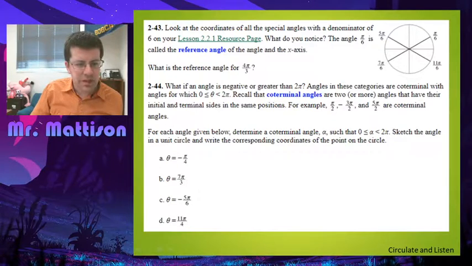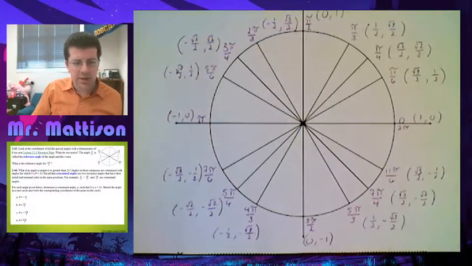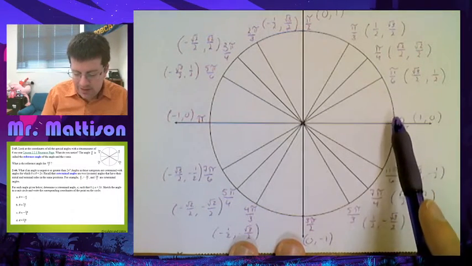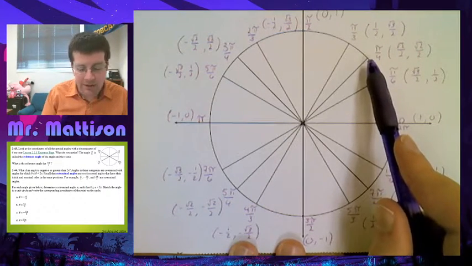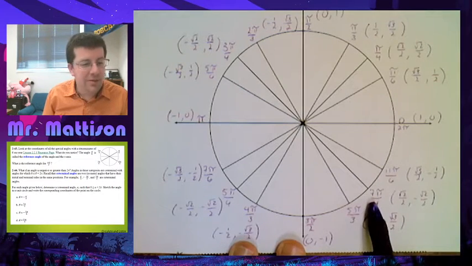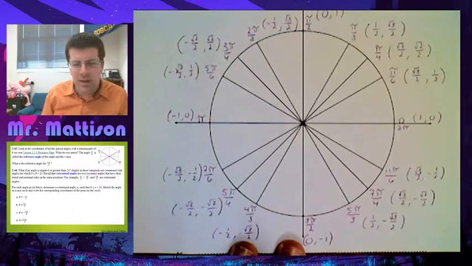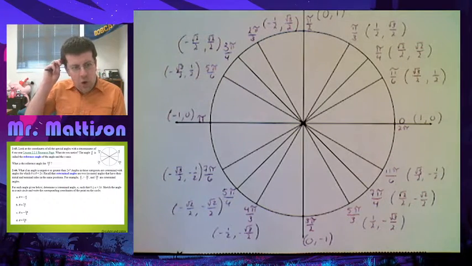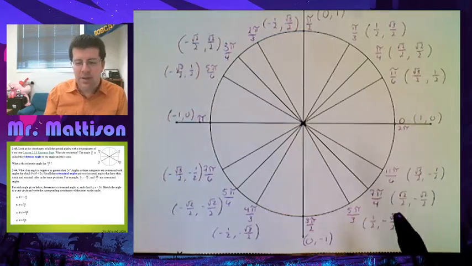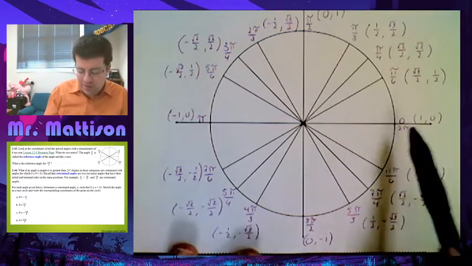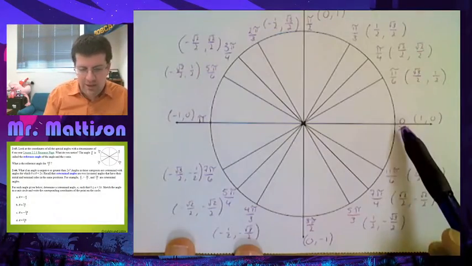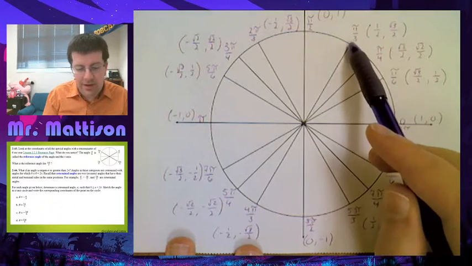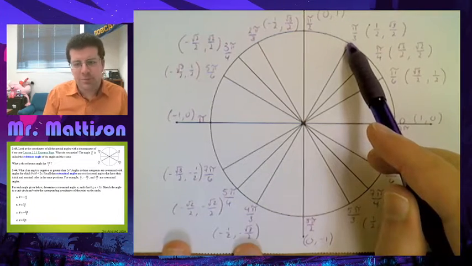So negative pi over 4, well, pi over 4 is this distance here. So I want that distance, but in the negative direction. I would be at 7 pi over 4. There we go. My second one is 7 pi over 3. So 7 pi over 3 is more than 2 pi, right? 6 pi over 3 is one full circle, and then an extra pi over 3 beyond that, I'm here at pi over 3.